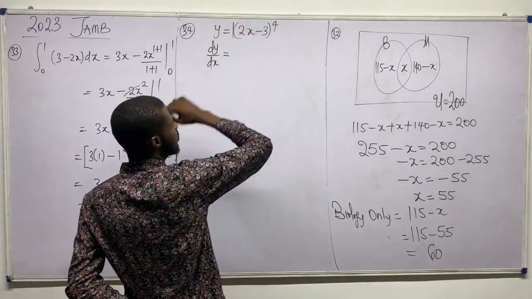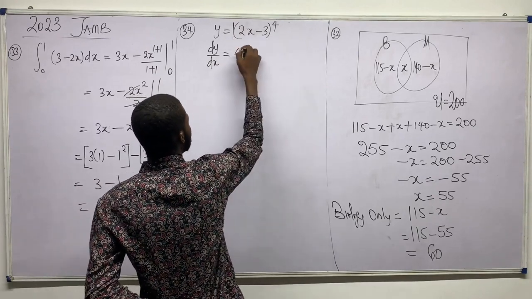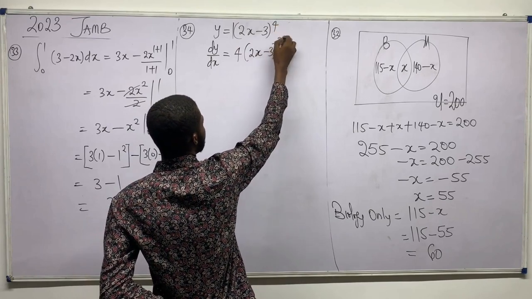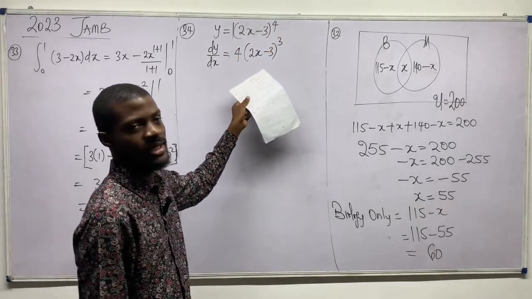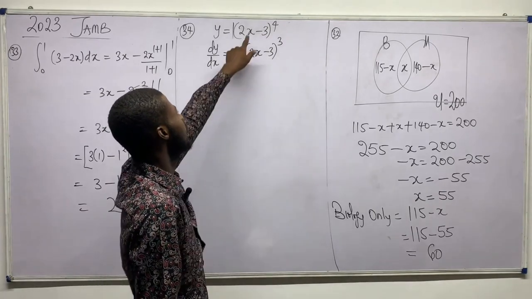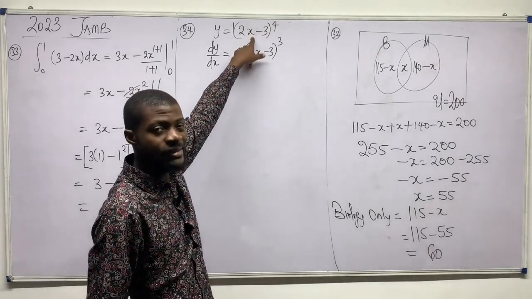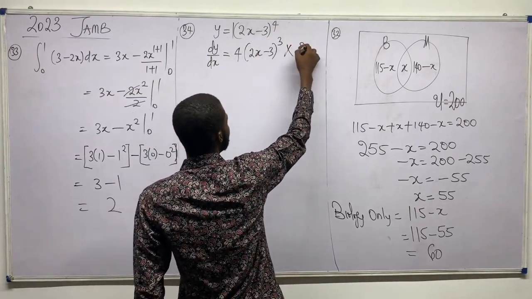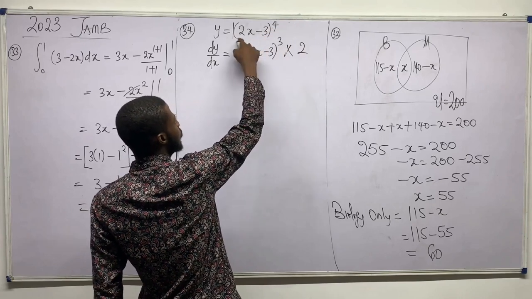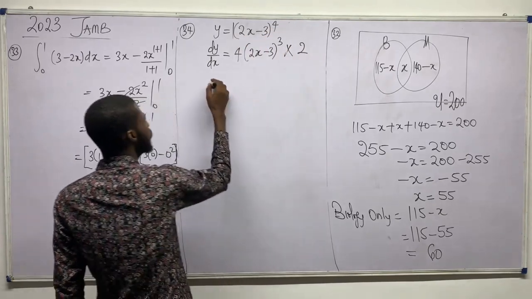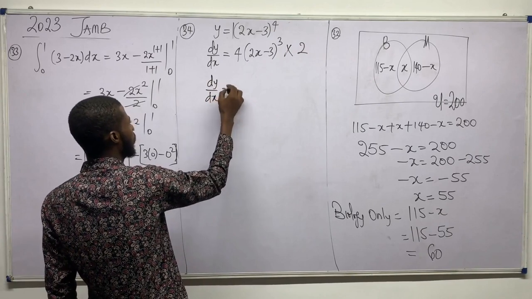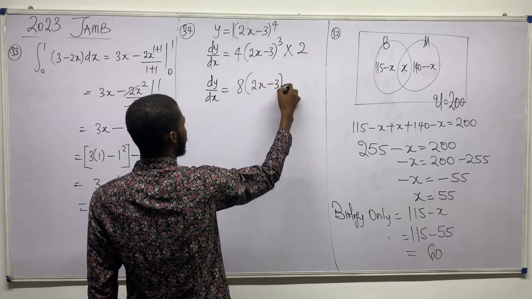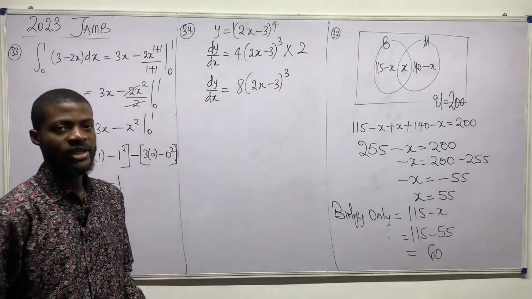So dy/dx is going to become, now how do we do this? Remember that there's a 1 in front of this, right? So 1 times 4 is what? 4. Then bracket 2x minus 3, 4 minus 1 is what? 3. So this would have been your answer. But remember that we can still differentiate the function inside. So I'm going to say times, differentiate this, what would you have? 2. Remember that the 3 is a constant. So dy/dx is going to become 4 times 2, which is what? 8, bracket 2x minus 3, to the power of 3.